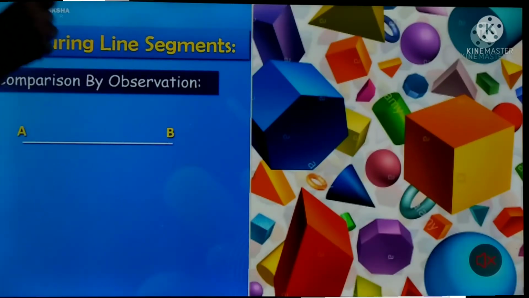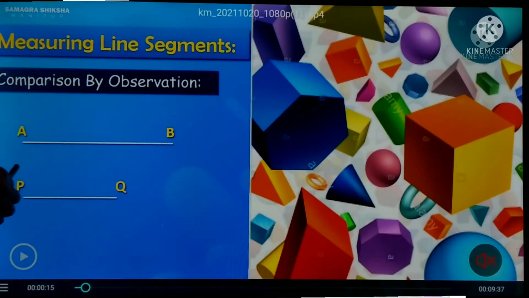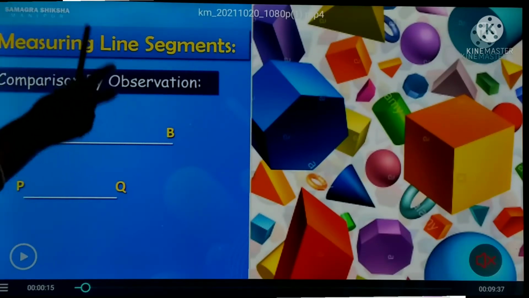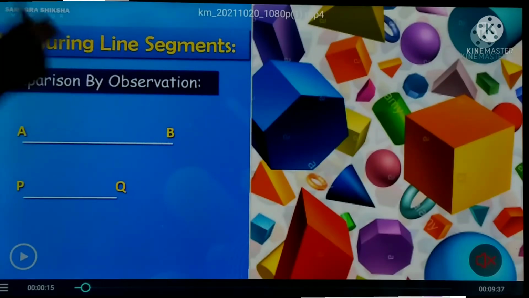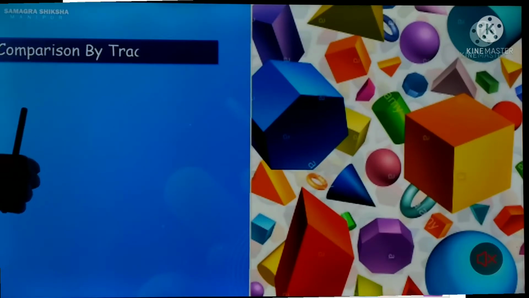Through observation you should compare the line segments. See this, which one is the longer line segment? Here you can see line segment AB and line segment PQ. By just looking at this, can you tell which one is longer? Yes, you can see that line segment AB is longer than line segment PQ. This is comparison by observation. Through observation, you are just comparing which one is the longer line segment. Understand?